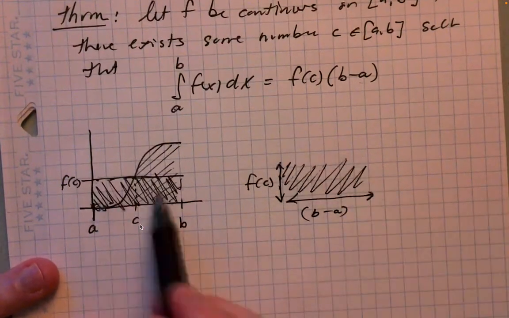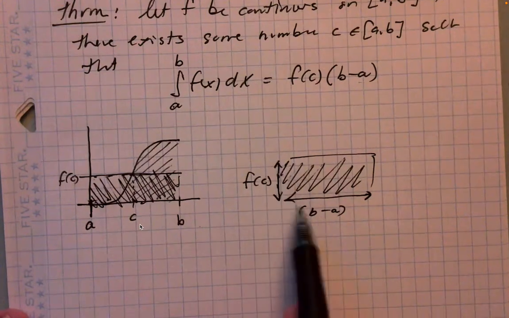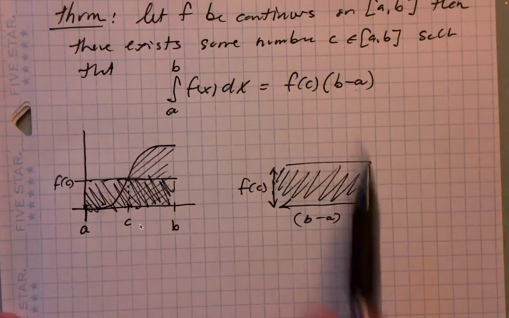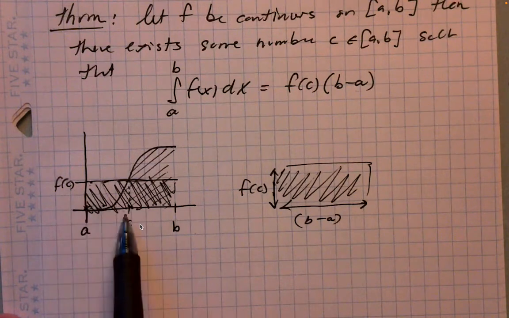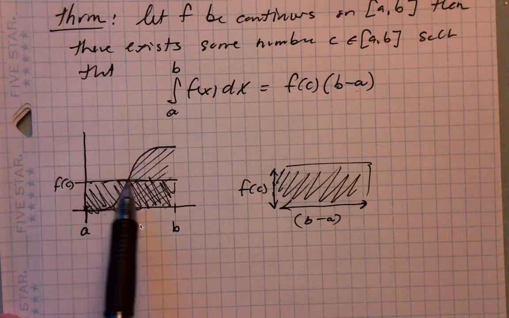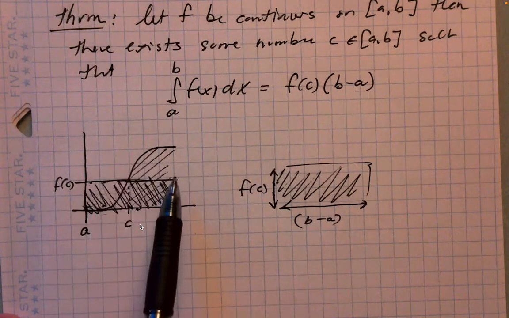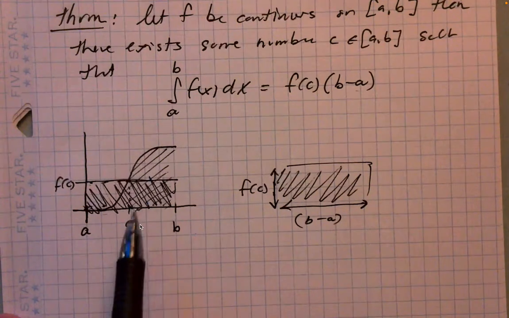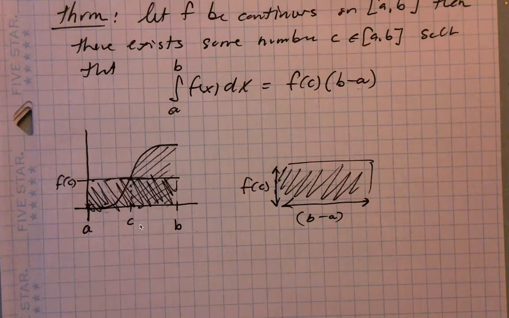there's some area swept out there. You can see I drew it on the picture, but it's just a rectangle, isn't it? It's f of c high and b minus a wide. You multiply those two together, you get an area of a rectangle. And that c is going to be somewhere between a and b, and the area underneath that constant line f of c is going to equal the area under the curve. Okay, so it's kind of like the average value. That's why it's called the mean value theorem for integrals.